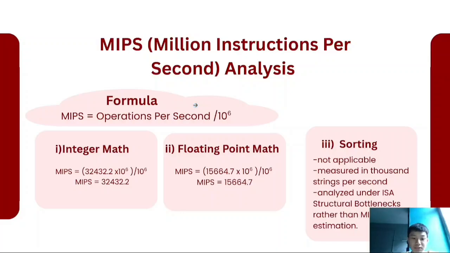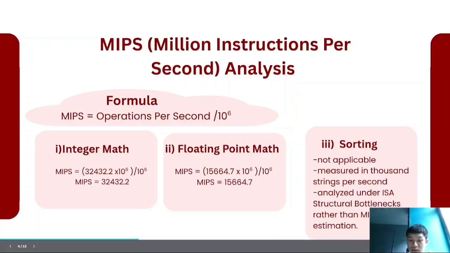To estimate the processor throughput, we calculate the million instructions per second, also called MIPS, using the formula: operations per second divided by 1 million, or 10 to the power of 6. Based on this calculation, the integer maths benchmark achieved an estimated 32,432.2 MIPS, while the floating point maths achieved 15,664.7 MIPS. The sorting benchmark was not converted to MIPS because the result is measured in thousand strings per second, which represents application throughput instead of processor instruction throughput. Therefore, it is more appropriate for architectural analysis rather than MIPS estimation.